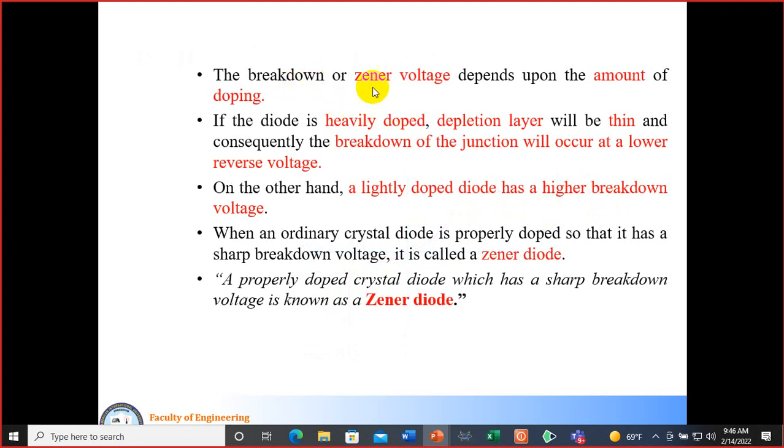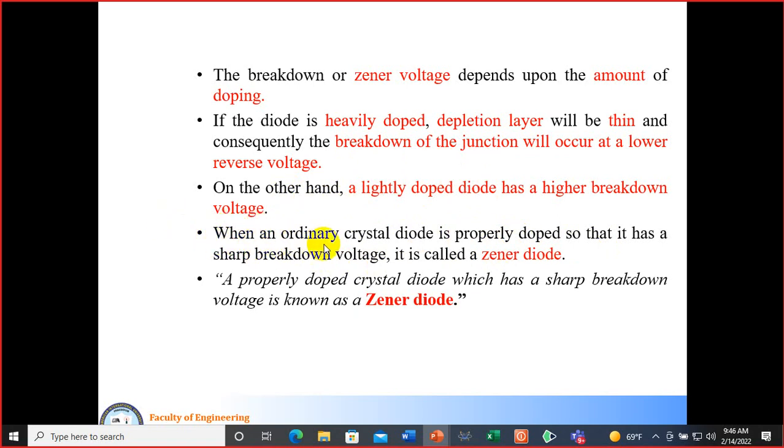So the breakdown or zener voltage depends upon the amount of doping. If the diode is heavily doped, the depletion layer will be thin, and consequently the breakdown of the junction will occur at a lower reverse voltage. On the other hand, a lightly doped diode has a higher breakdown voltage. When an ordinary crystal diode is properly doped so that it has a sharp breakdown voltage, it's called a zener diode. So this is the main point for zener diode.